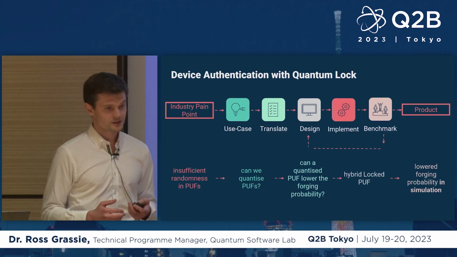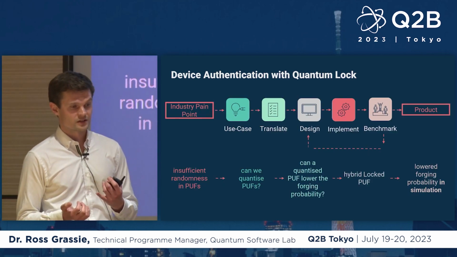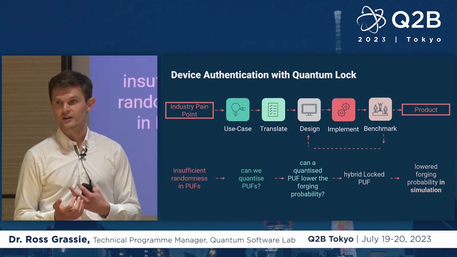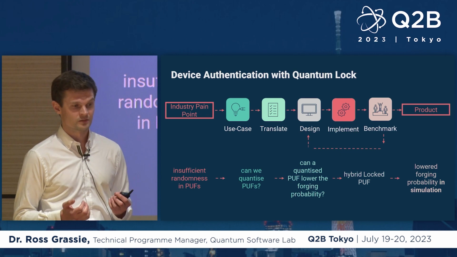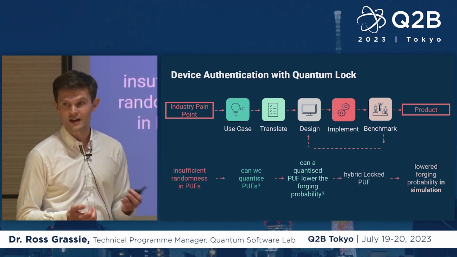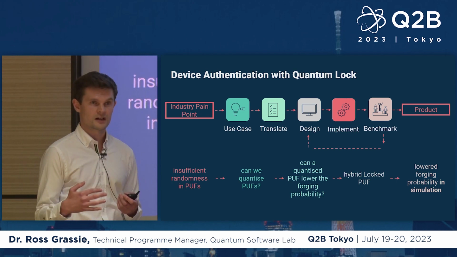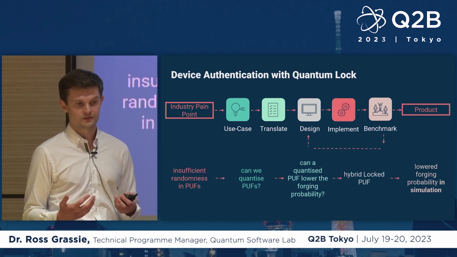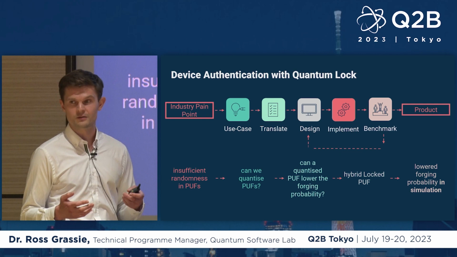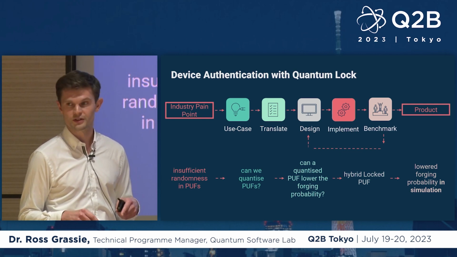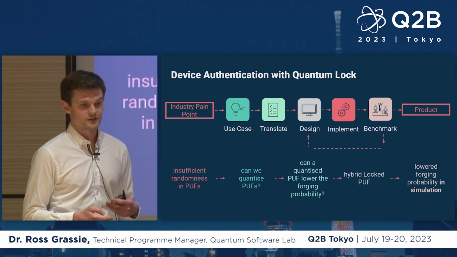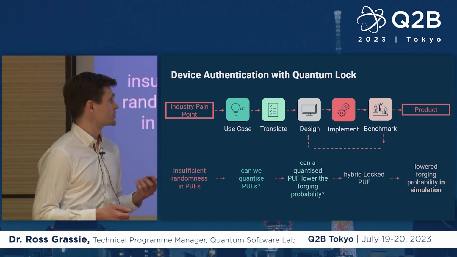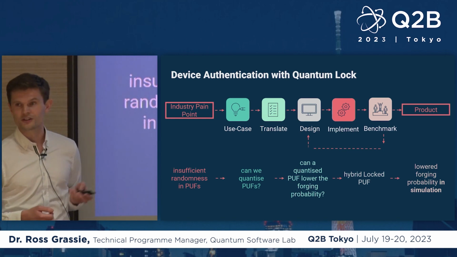So to summarize, we found that there was insufficient randomness in the classical solution by talking with companies to see what they were interested in. We asked whether we could supplement the classical randomness with quantum randomness to create a quantized PUF, and asked whether that would be able to lower this forging probability.